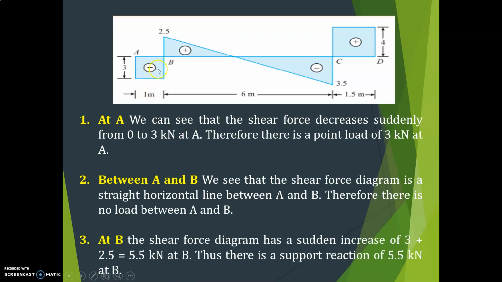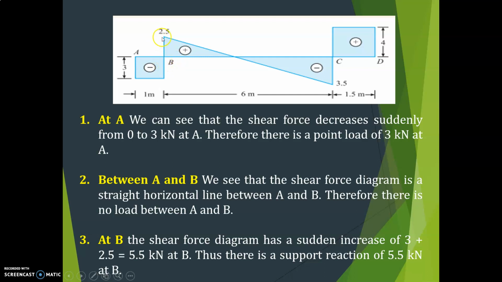Then at B you can see there is a sudden increase of shear force value from minus 3 to 2.5. So how can you write it? This is still 3 here, 3 plus 2.5 is equal to 5.5. So there is a support reaction of 5.5 kilonewton at B, because it increases from minus 3 to 2.5.